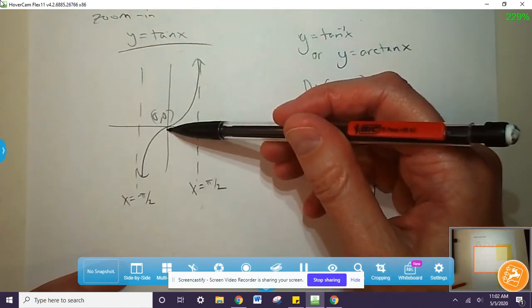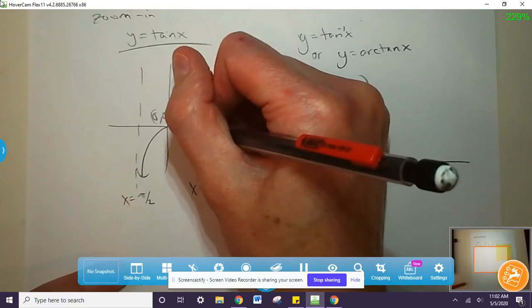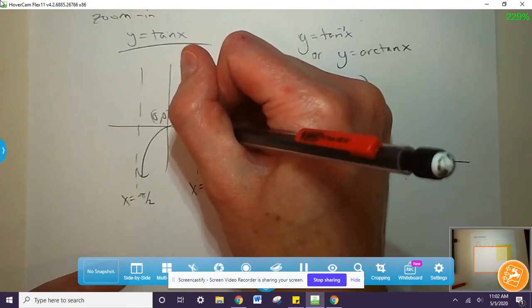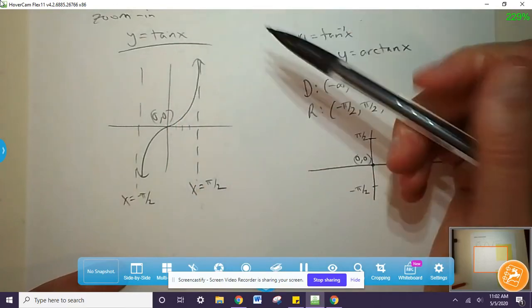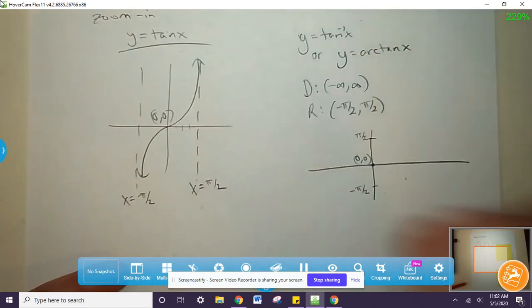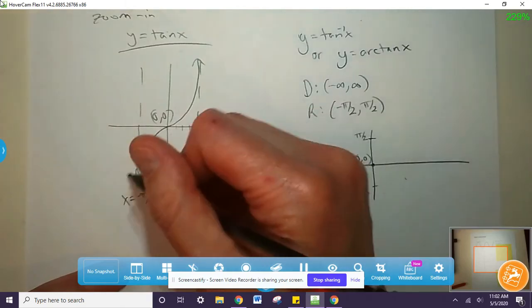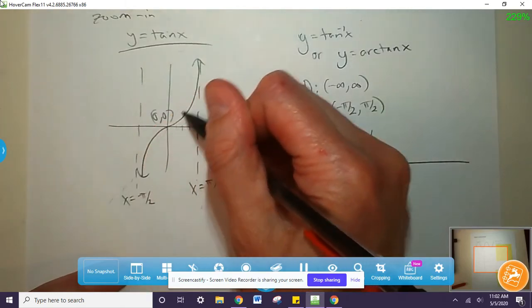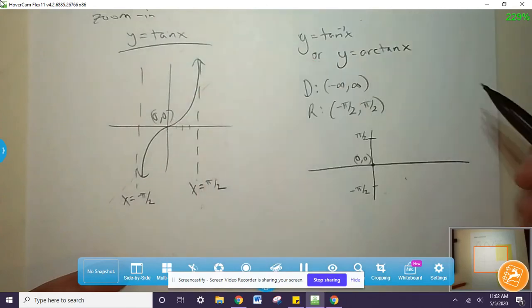So one option would be to figure out some more ordered pairs, like pi over 6 and pi over 4 and pi over 3, and then reverse the x's and y's and plot them. Another option is to think about flipping this over the line y equals x. Some people will be able to visualize that, and some people won't. I have trouble visualizing that myself.